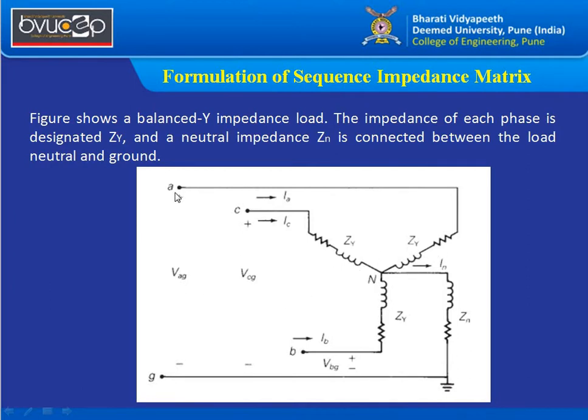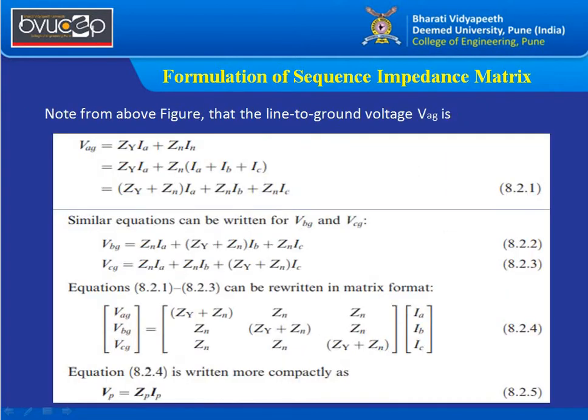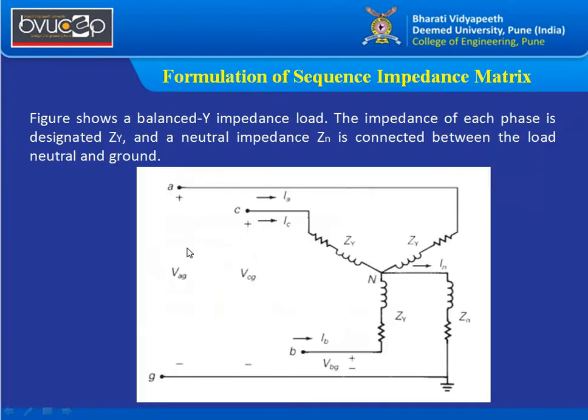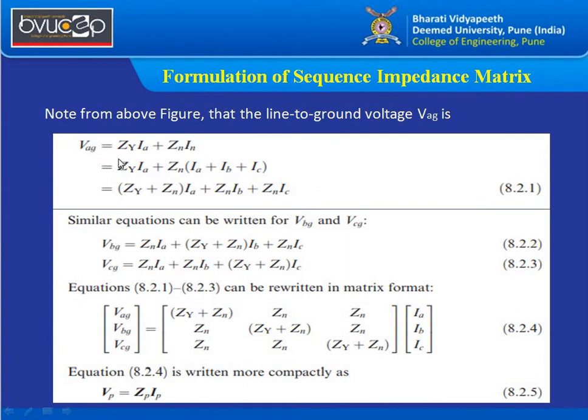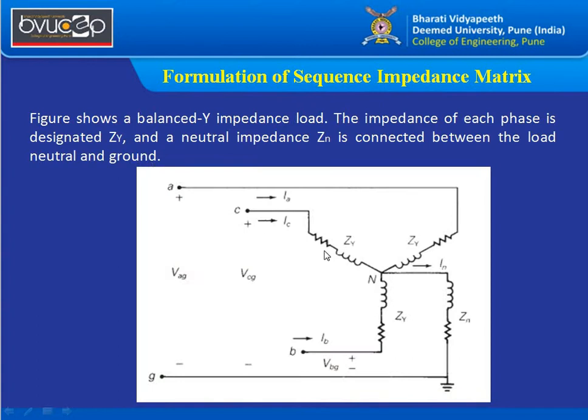VAG is the phase voltage with respect to ground, and similarly for the other two phases. The neutral is earthed through a certain impedance, which we take as Zn. Now from this figure we can obtain the equation for VAG, which is ZY into IA, where ZY is the impedance of the particular phase and IA is its current.